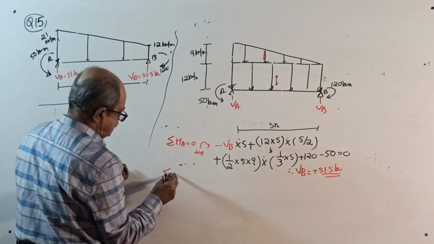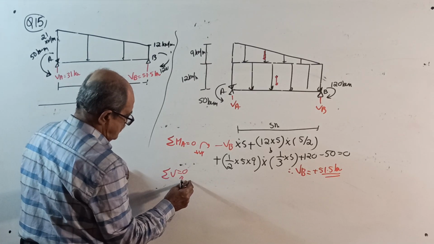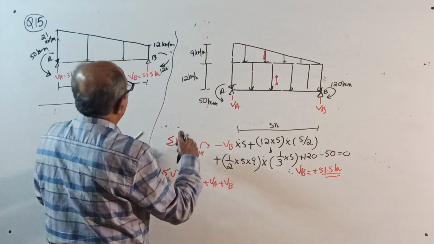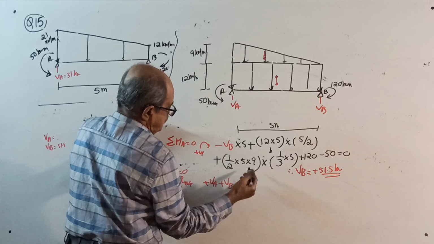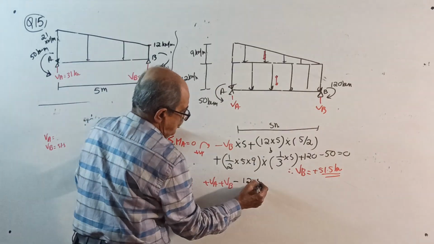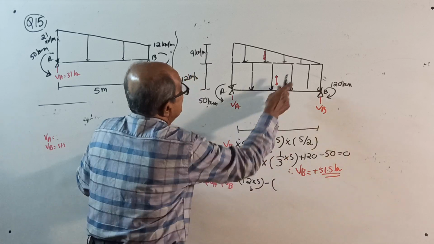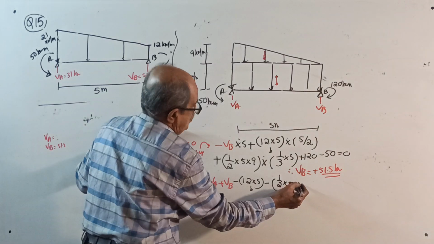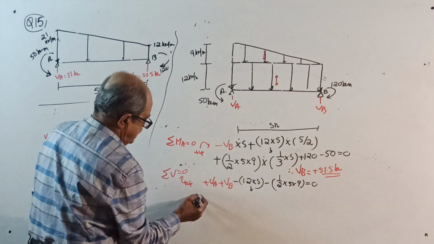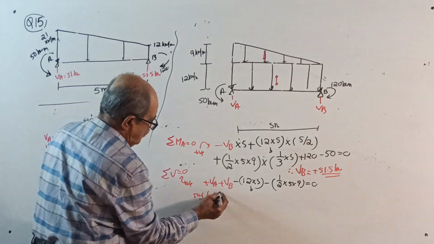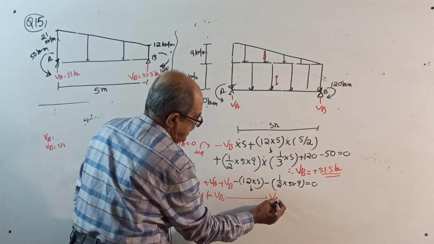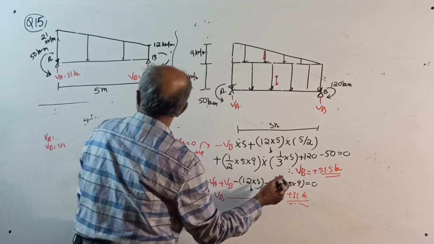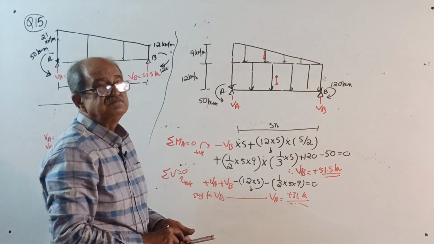Sigma V equals 0, upward positive: plus VA plus VB minus this total load, 12 into 5, again minus this total load, half into 5 into 9, equal to 0. Substitute for VB whatever you got, and get the value of VA: 31 kilonewton. Right here, the answer is perfectly tallying.